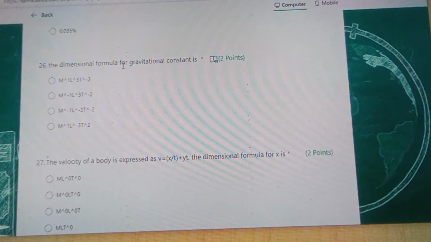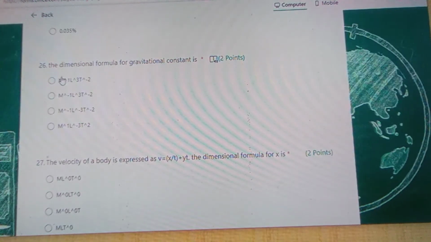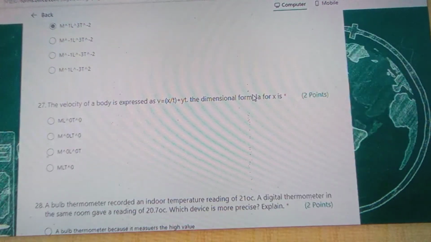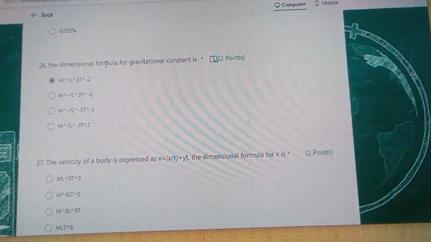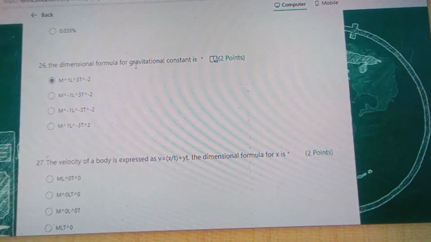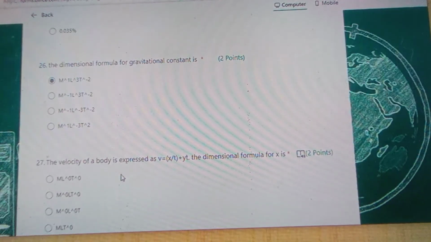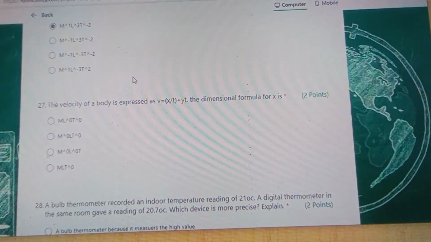The dimensional formula for gravitational constant is, I don't know, you will choose. But you will work out the dimensional formula of gravitation. After doing it, you choose. Okay. Don't choose randomly. You have to calculate.